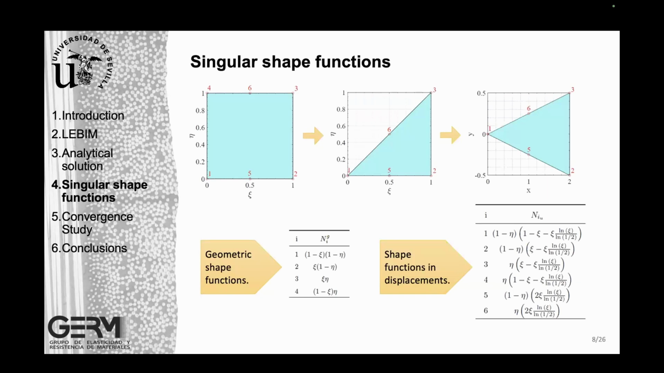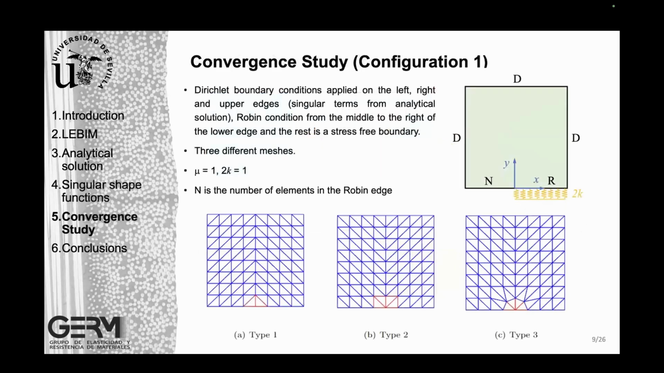Based on the previous functions I showed you for the 1D, we propose these ones for the 2D. Basically, the ones associated to the singular behavior are the displacement shape functions. The geometric shape functions remain the same as the linear element. And what we are presenting now are the results we obtained for this problem.